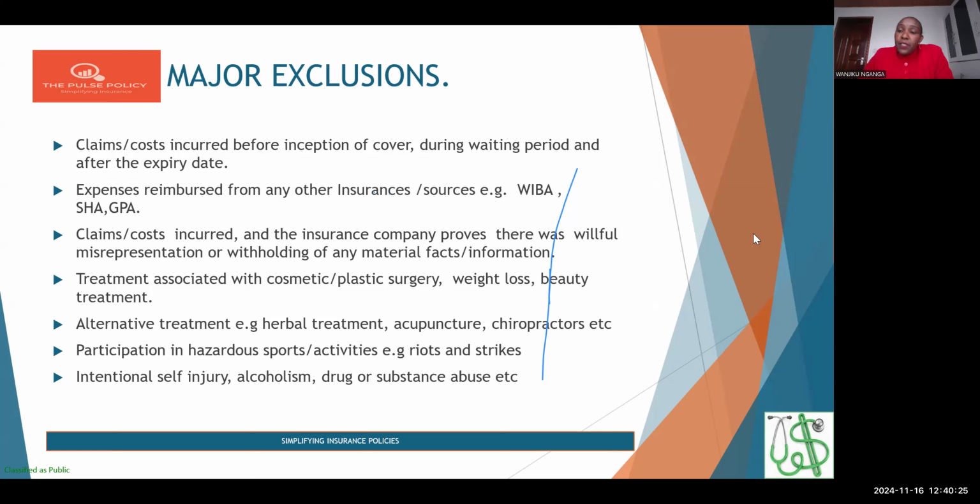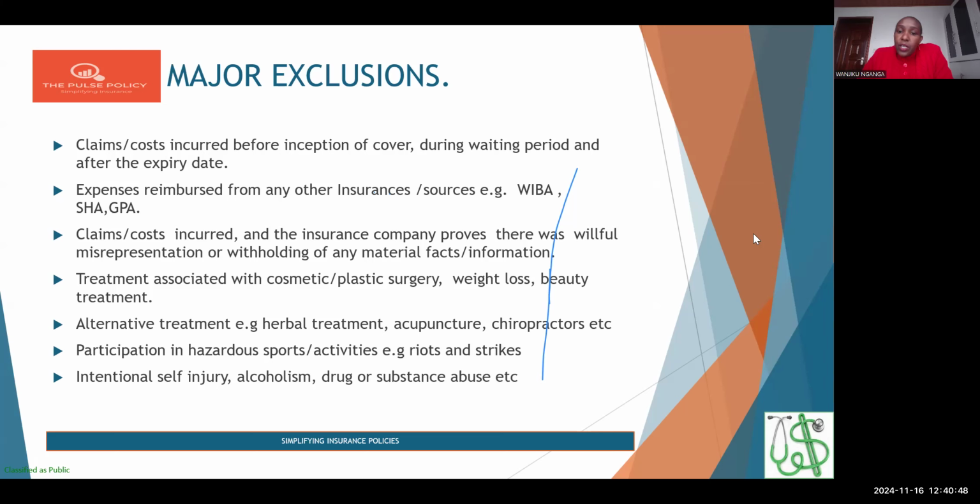Expenses that can be reimbursed from other insurance companies, as I mentioned, you cannot claim twice. So probably you're employed and there are some costs that you're going to recover from WIBA. There are some costs that you can recover from the social health insurance, and there are some costs that you can cover from your group personal accident cover. So those costs, as long as you have recovered them from these other insurances, are not going to be paid by the medical insurance cover.